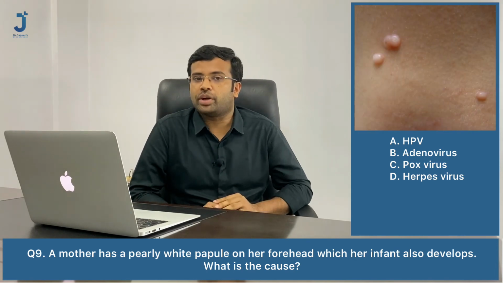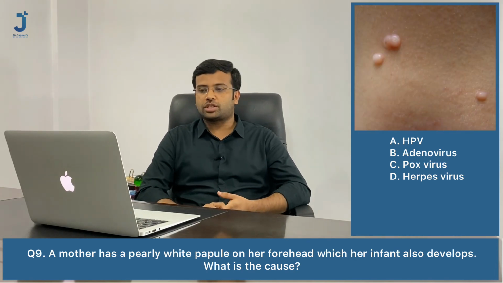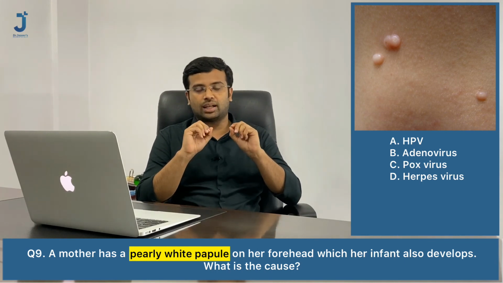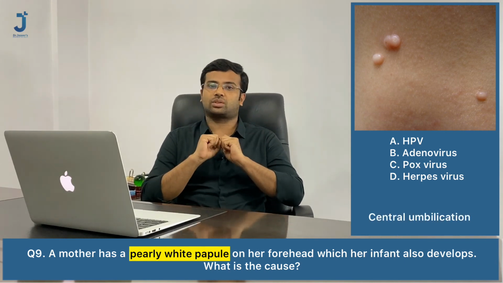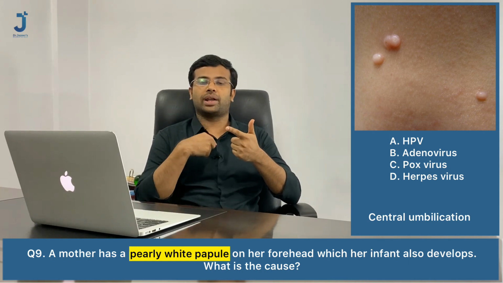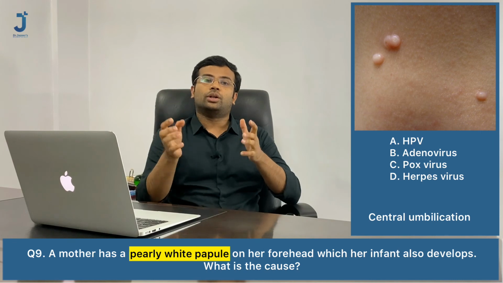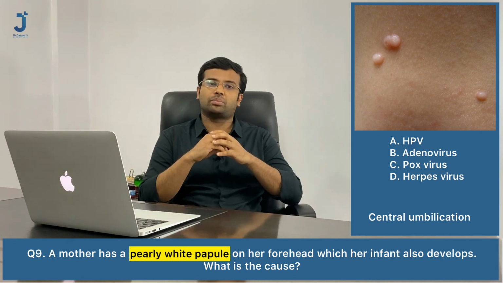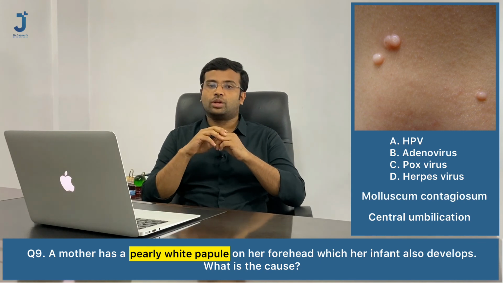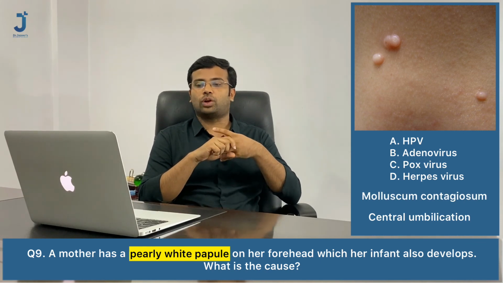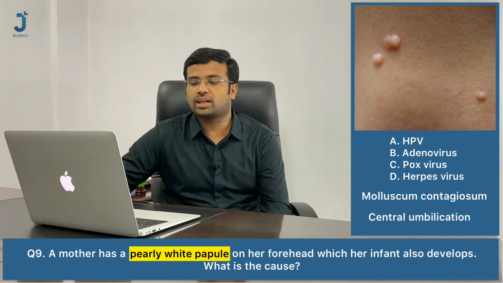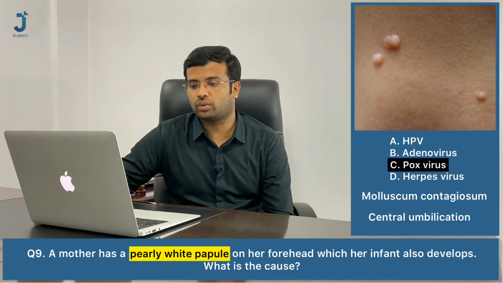So you can see this image here. What you find in this image is a pearly white papule, and if you closely examine, you can see that there is a central umbilication as well. So a pearly white papule with a central umbilication spreading from one person to the other due to close contact. That means this is typical for molluscum contagiosum. So what is molluscum contagiosum? Molluscum contagiosum is a type of pox virus. So the right answer here would be pox virus.